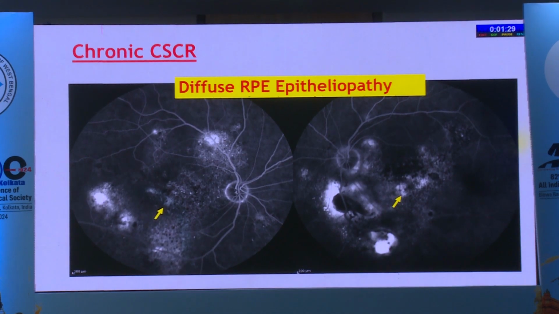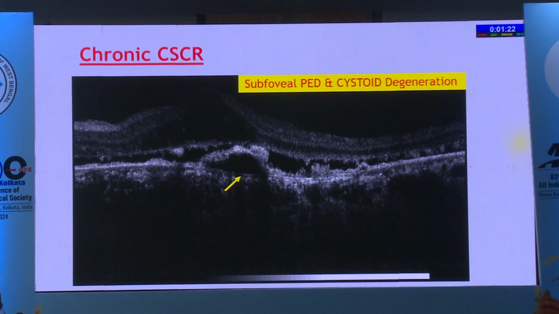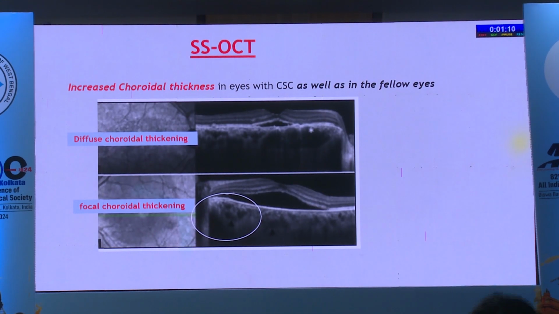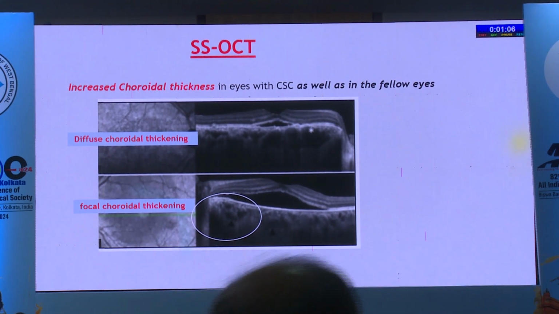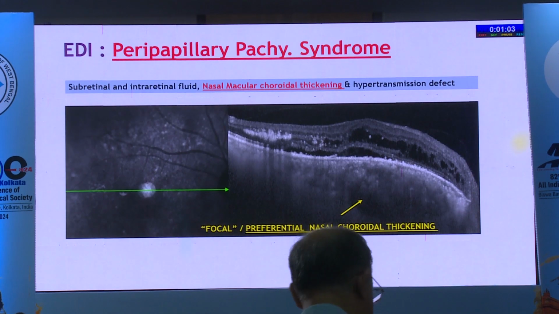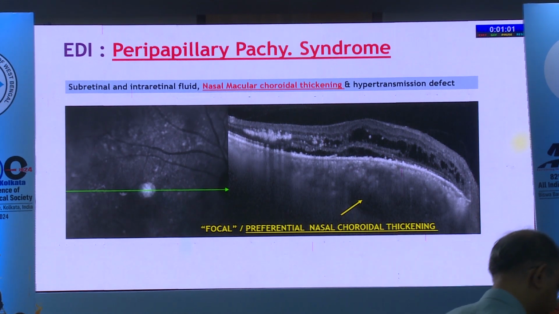In chronic CSC, we have features of diffuse RPE disease and leak, like diffuse RPE epitheliopathy. Chronic CSC on OCT shows intraretinal cystoid spaces, outer retinal photoreceptor elongation, double layer sign and PED. This choroidal thickening may be diffuse or focal. The best example of focal thickening is peripapillary pachychoroid syndrome, where you have a nasal macular choroidal thickening with nasal macular intraretinal and subretinal fluid.